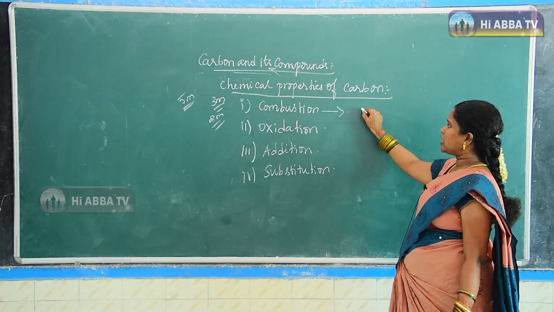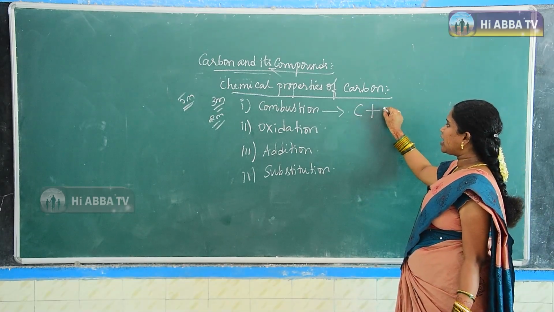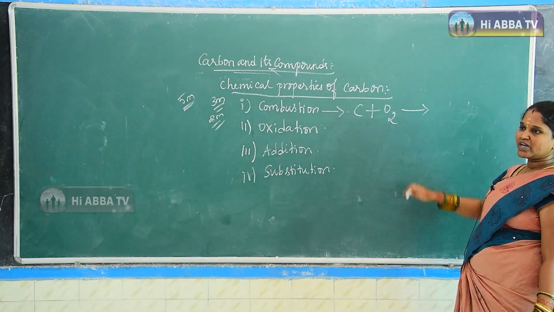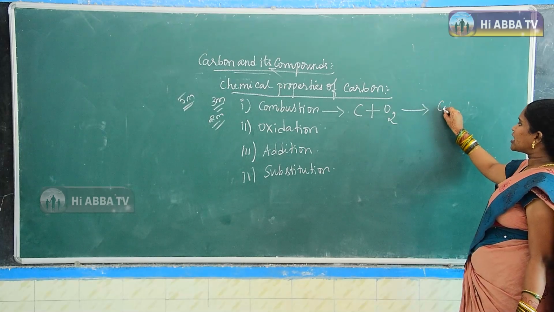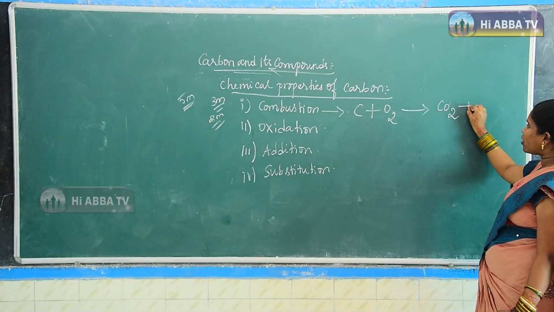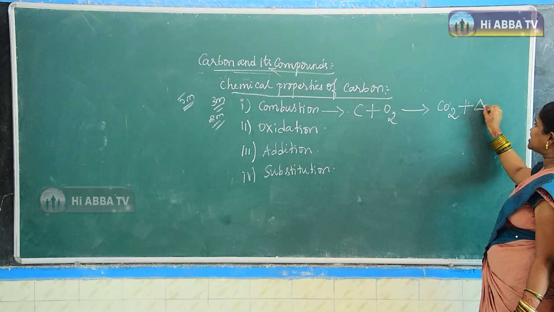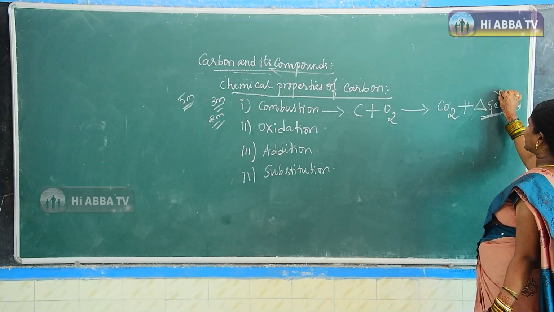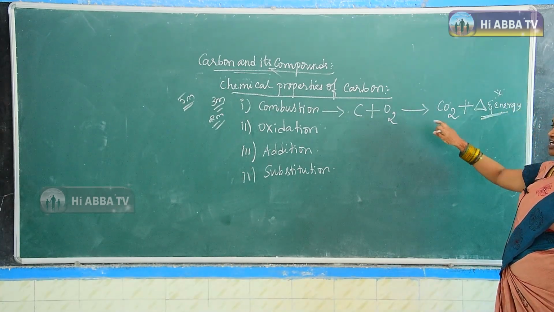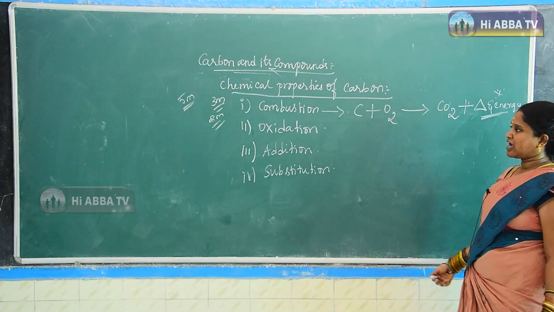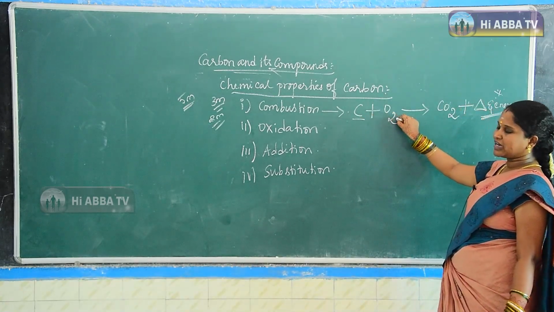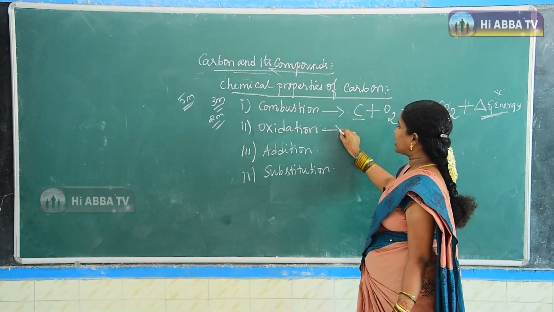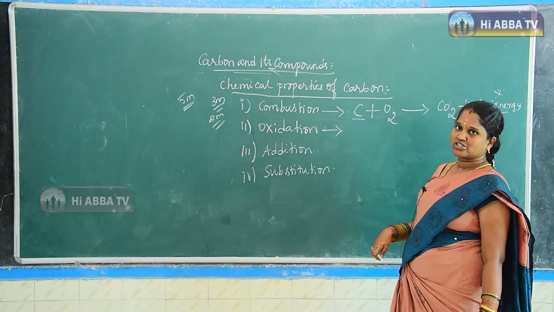What is combustion? When carbon is burnt with oxygen, it forms what? Carbon dioxide, we know, along with the release of heat and energy. This is an important keyword: along with the release of what? Heat and energy. And this reaction is termed as what? Combustion. So carbon, when it reacts with oxygen, forms what? Carbon dioxide.